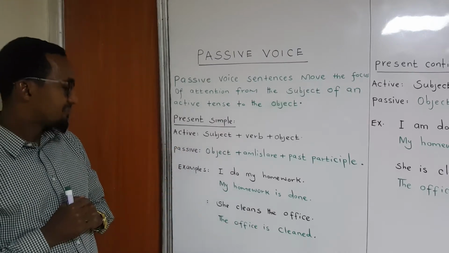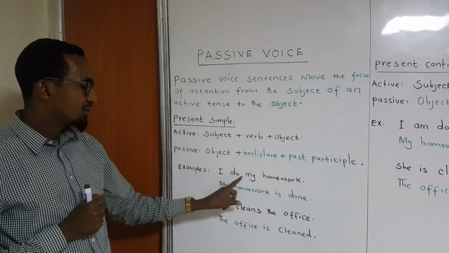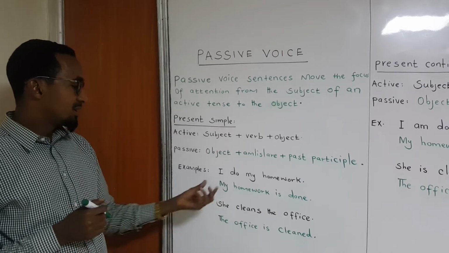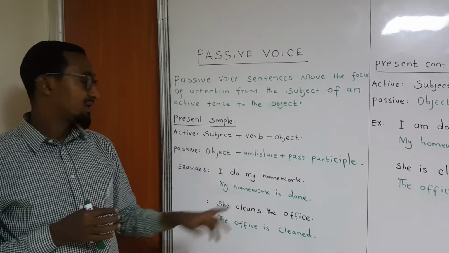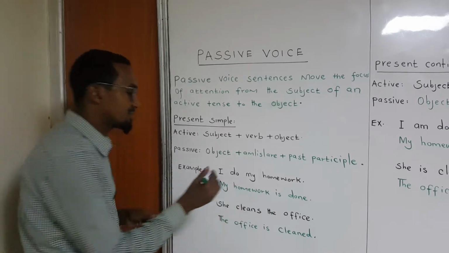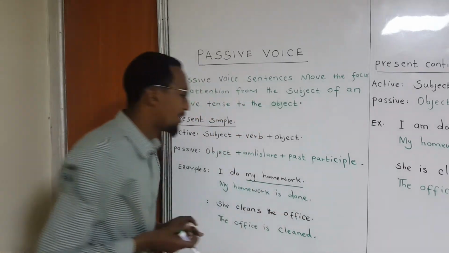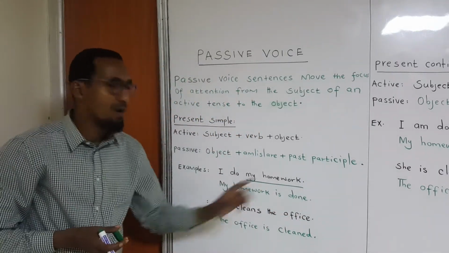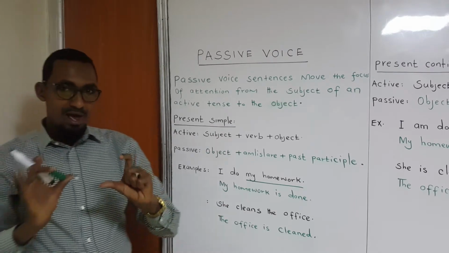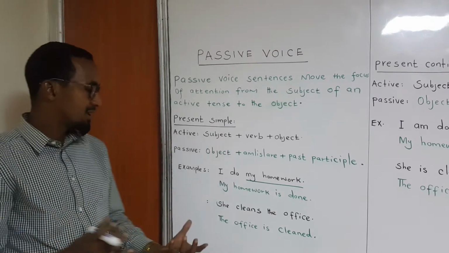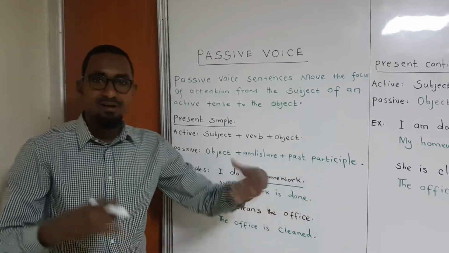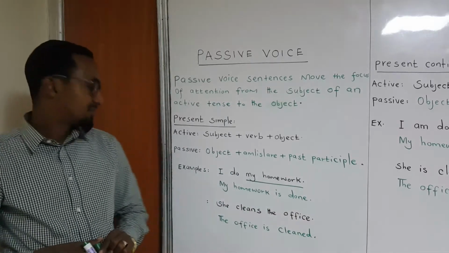So let us see the first example. I do my homework. This is the subject, I, and then this is the verb, then this is the object, my homework. I do my homework. This is present simple, active. We can also add "every day," or we can omit it.